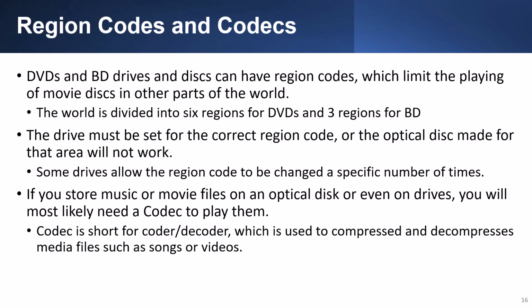The world is divided into 6 regions for DVDs and 3 regions for Blu-ray. DVDs and Blu-ray drives and discs can have region codes which limit the playing of movie discs in other parts of the world. The drive must be set for the correct region code, or the optical disc made for that area will not work. Some drives allow the region code to be changed a specific number of times.